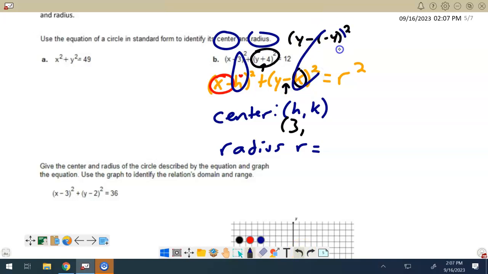K is the number, and I should have another parentheses there. K is the number that comes after, so let me just start over here. There should be another parentheses there. K is the number that comes after the minus sign, which is going to be negative 4, right? So if you rewrite that plus 4 so it has a minus sign, it matches up better with the formula. K is the number that follows that minus sign, which is a negative 4 in this case. And so K is negative 4, and our center for this circle is at 3 comma negative 4.